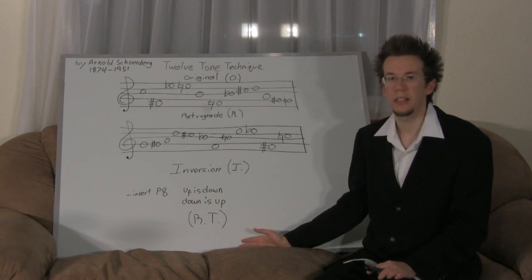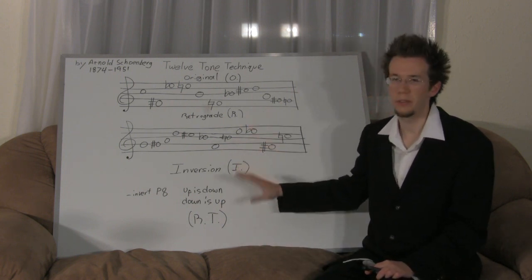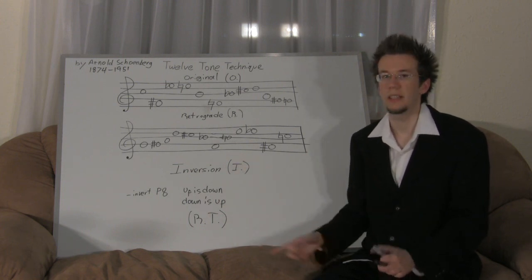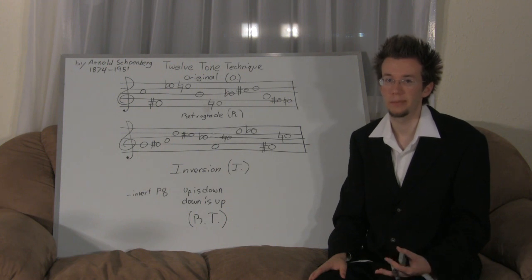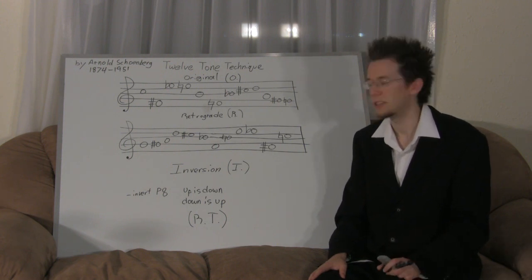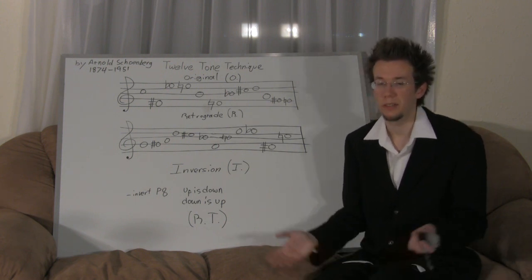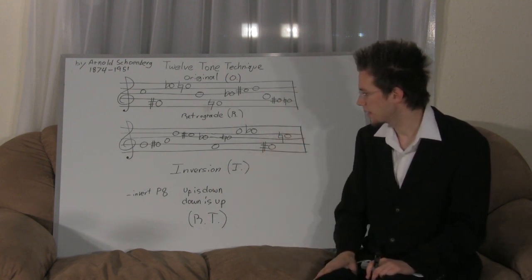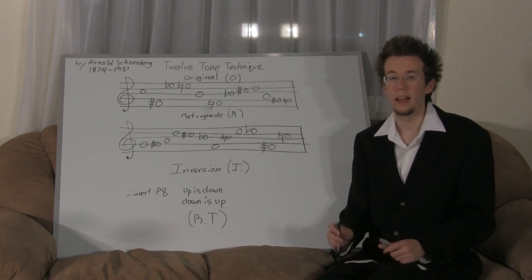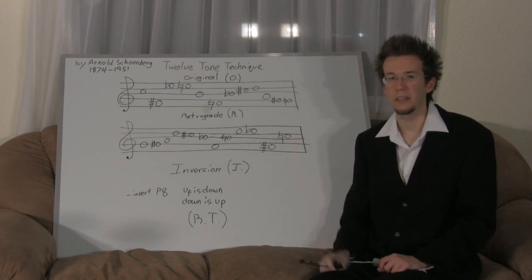Then retrograde inversion is where you combine the two, retrograde and inversion, together. So you would basically do the inversion backwards. Okay, pretty simple. I mean, that's kind of self-explanatory right there. So yeah, original, retrograde, inversion, and retrograde inversion. And I'm probably not even going to put this on the exam.